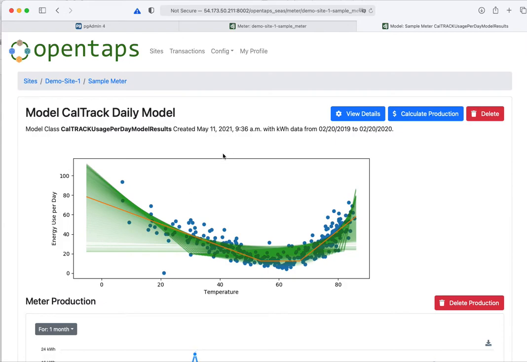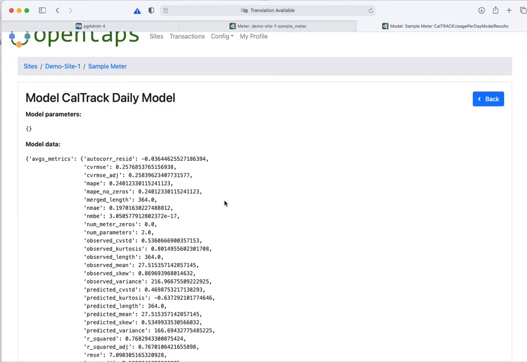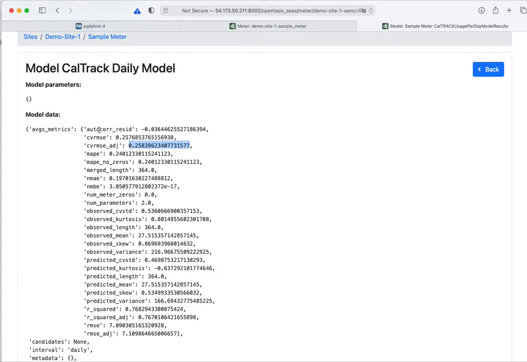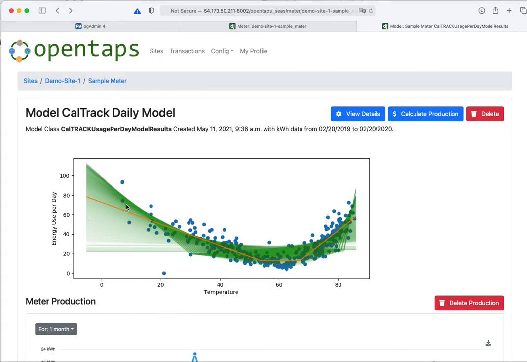This is the daily model, and it uses a full year of data. You can view the details of the model, and these are all the statistical information. This is the most important one, the cumulative root mean squared error. It means how accurate your model is. So 25% or so is the error, and so it means your model is about 75% accurate, which is pretty good.